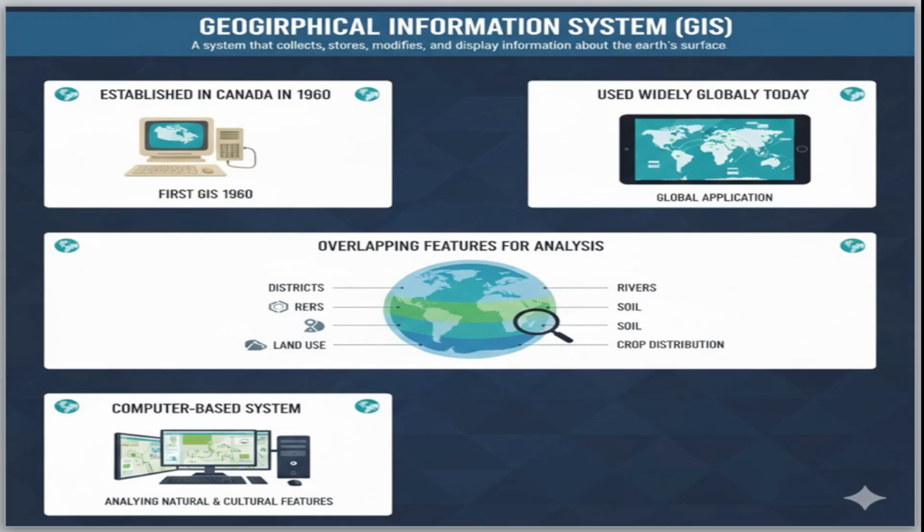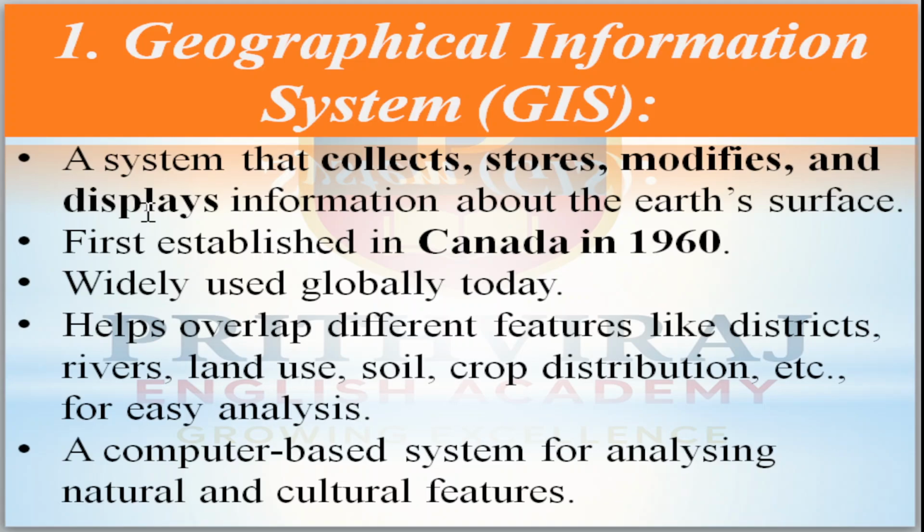GIS, when it was established, we will come to know about that. Before that, GIS is a system that collects, stores, modifies, and displays information about the Earth's surface. It can store, it can modify, and it can display the information.